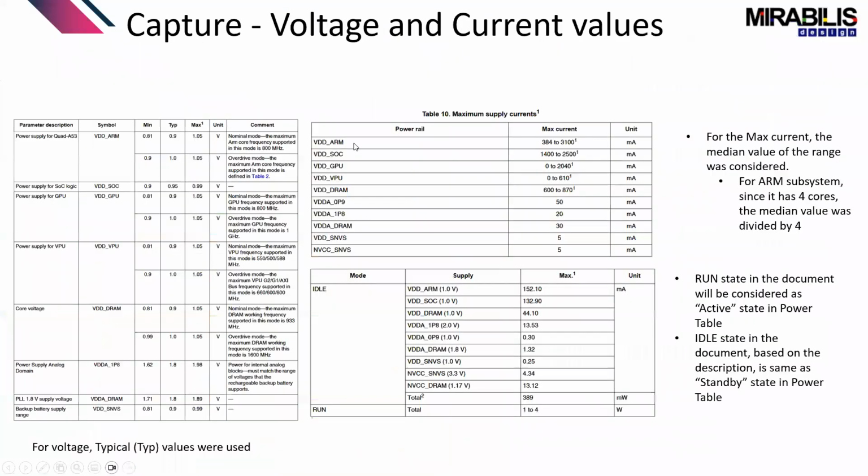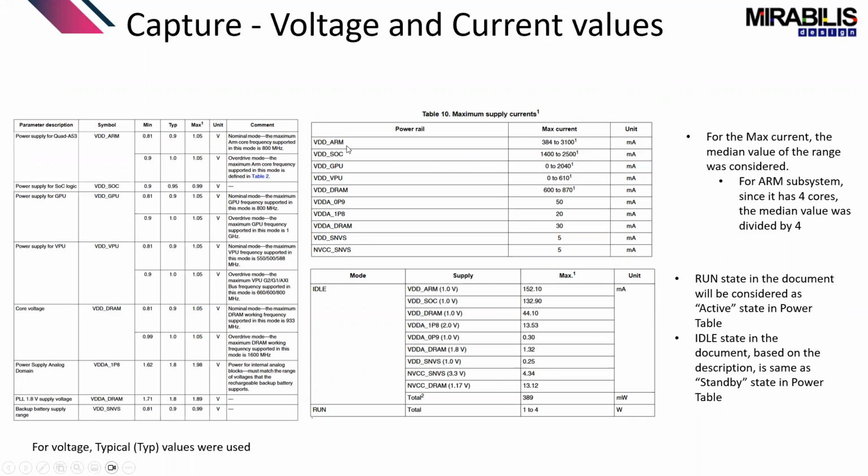So we captured the voltage and current values from this document, and we update the table accordingly. For example, we make use of the typical voltage values, the typical column. And for the current, we take the median. Since we have a range defined, we take the median value.